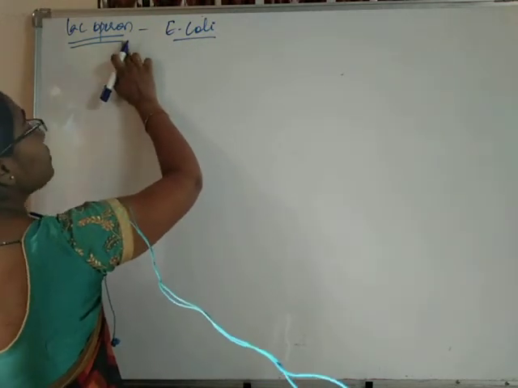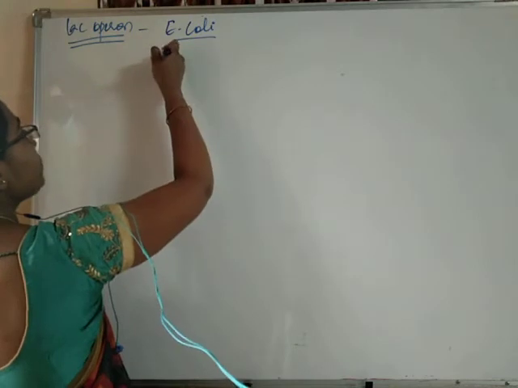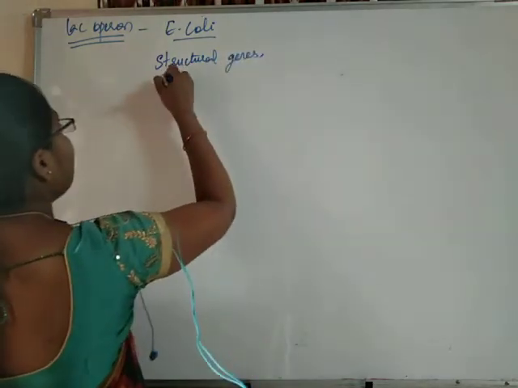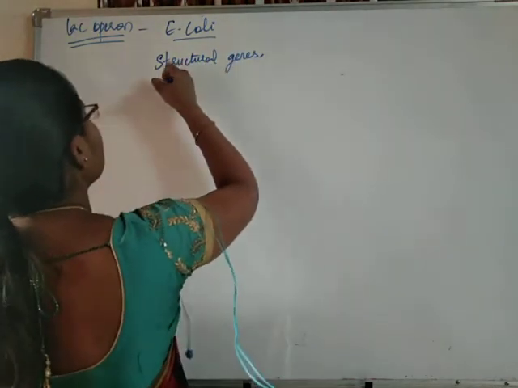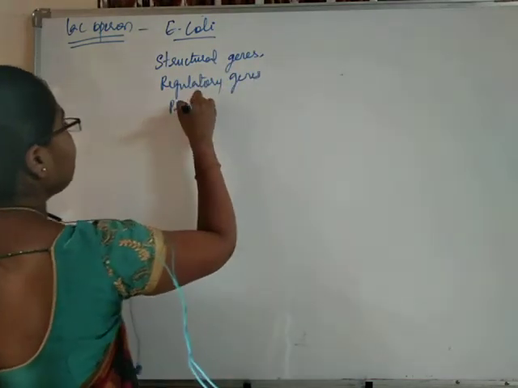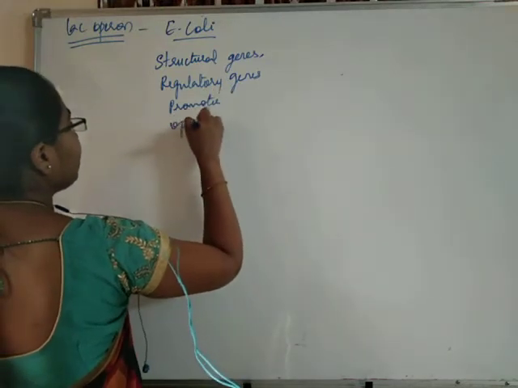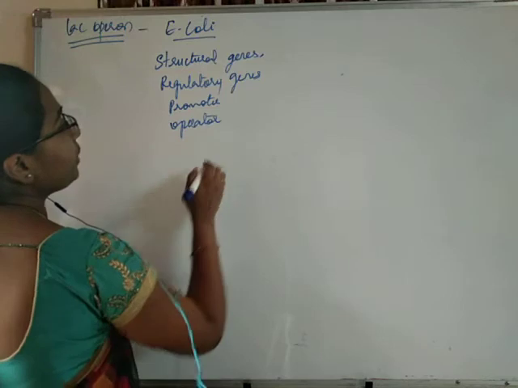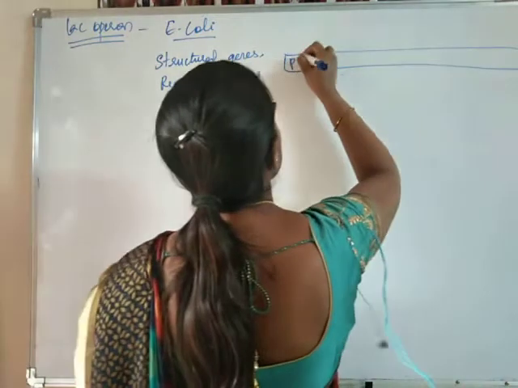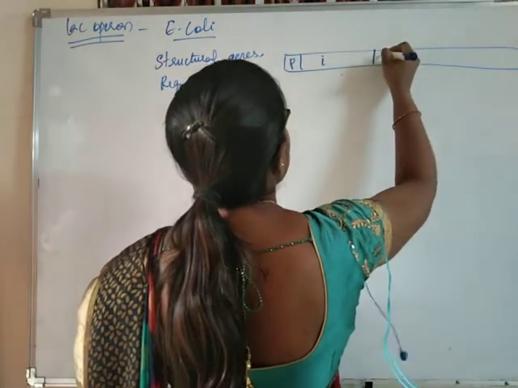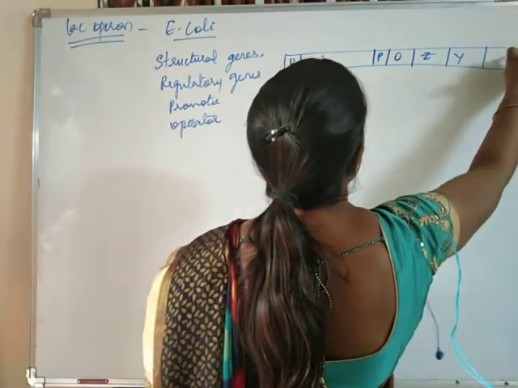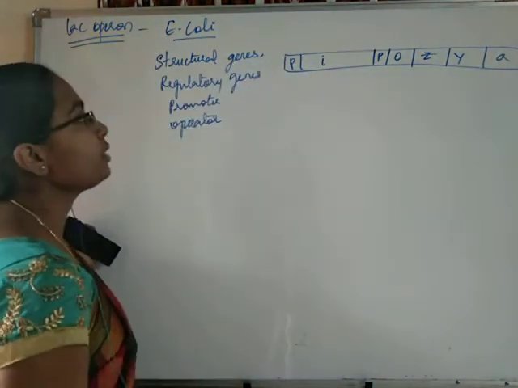So this is a set of genes consisting of structural genes, regulatory genes, promoter and an operator. Okay, so it will be appearing like this. So this is how a lac operon will appear, students.